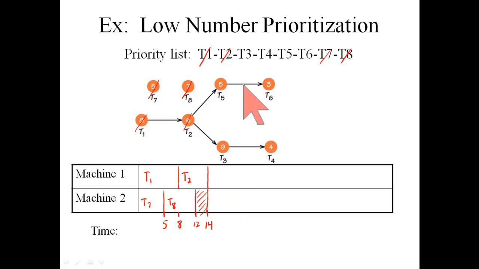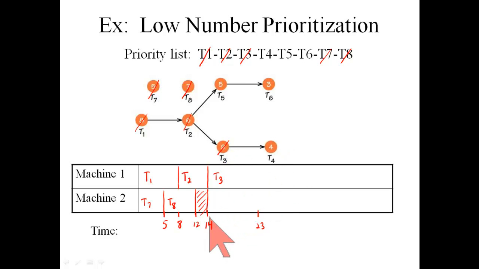So we come back out and say, okay, let's get something for machine 1 to do. Task 3 is next in priority. Is it ready to be done? Yes. Machine 1 has just finished task 2, so task 3 is available. And task 3 is a 9-minute job. If it starts at time 14, it'll take it until time 23 to be done.